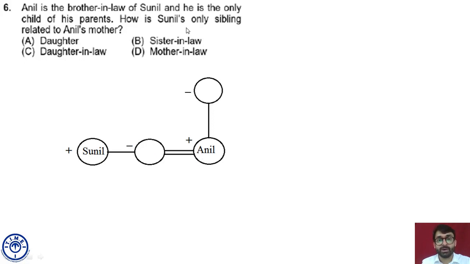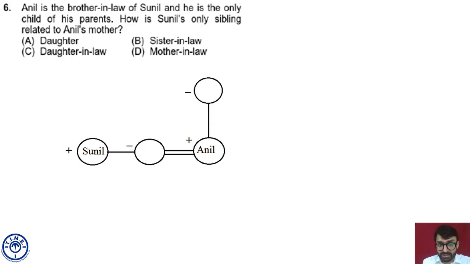How is Sunil's only sibling related to Anil? How is Sunil's only sibling related to Anil's mother, in fact? Now, Sunil's only sibling is the wife of Anil, and Anil's mother must be the mother-in-law of Anil's wife. But the question is asking how Sunil's only sibling is related to Anil's mother. Is that okay? Yes, that is the question, in fact.